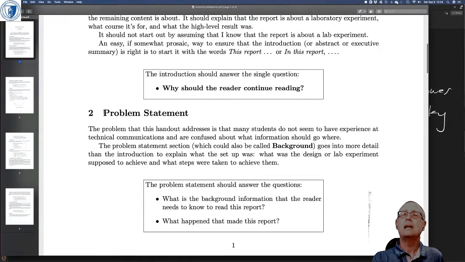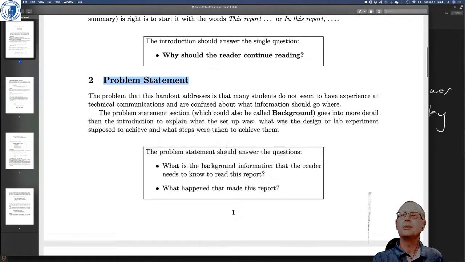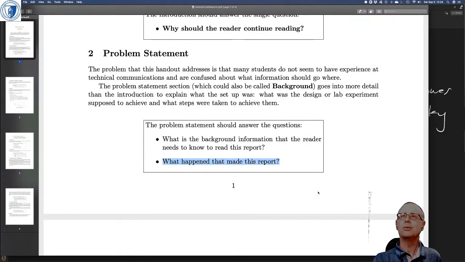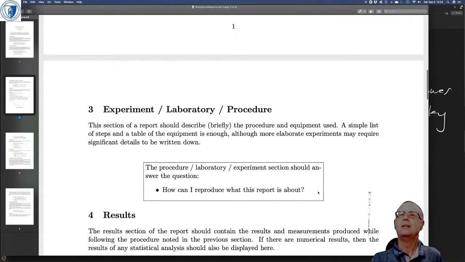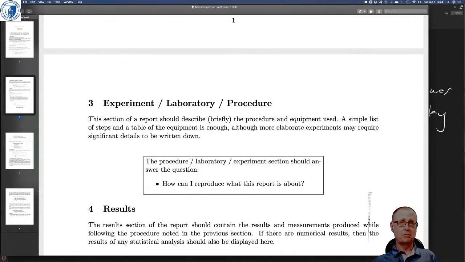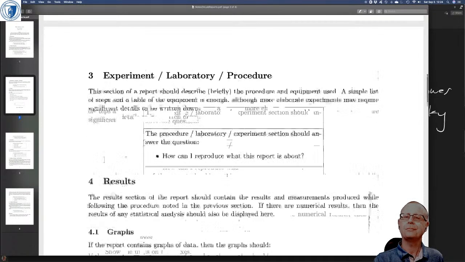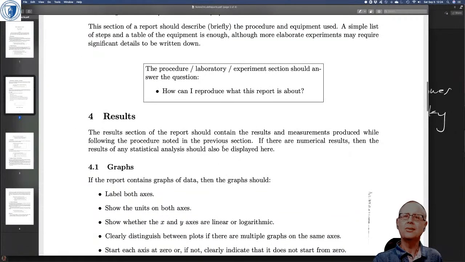Right, so the problem statement, right? It should answer, what is the background information that I need to understand the report, and what happened that made this report? Why did you do this report? Then maybe there's some equipment or labs or procedures, right? And the reason you do this is because you want somebody else to be able to reproduce what you did. Then there's the results.